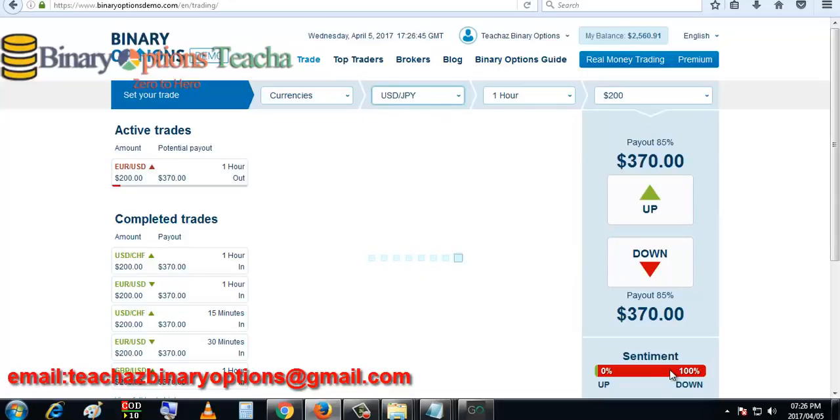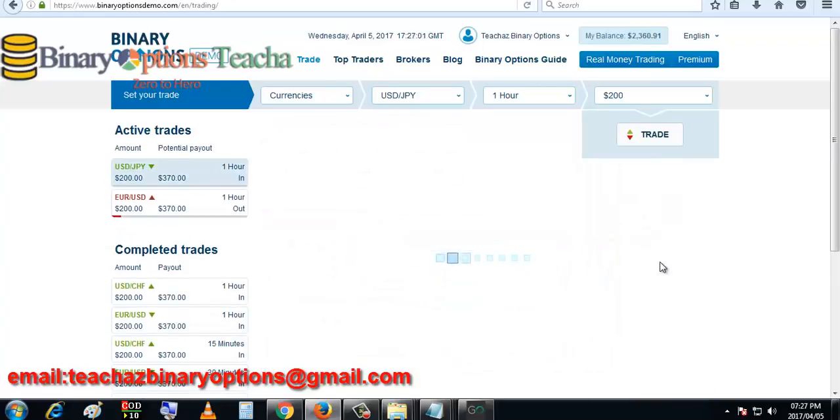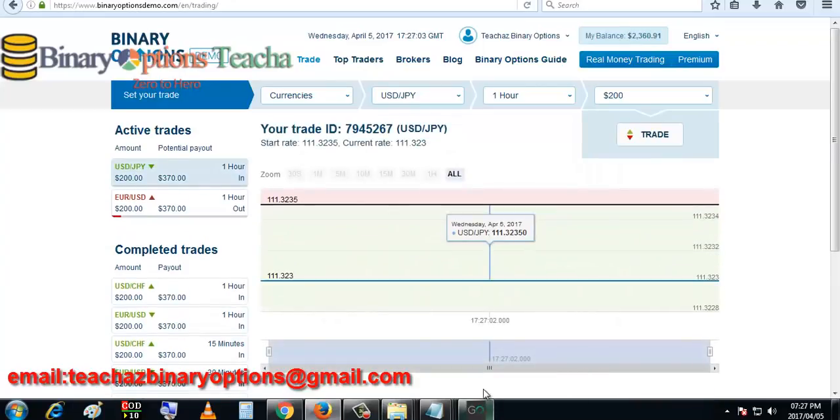So this is another confirmation. You can check here on the sentiment too. Like I said, this time it's even saying 100% it's going to go down, which is exactly what I've seen. So I take a put, I'll put 200, and these trades are going for 1 hour.